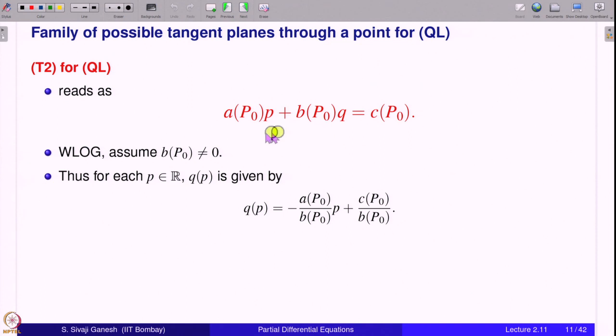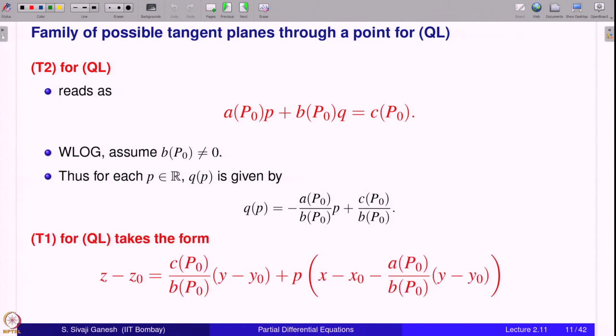that A or B has to be non-zero by assumption in the quasi-linear equations. We assume B is non-zero, then we can solve Q as a function of P. In fact, it is a linear function of P, that is what makes things much simpler. And T1 for QL becomes this after substituting for this. So, this is a family of possible tangent planes. We have explicitly got one equation.